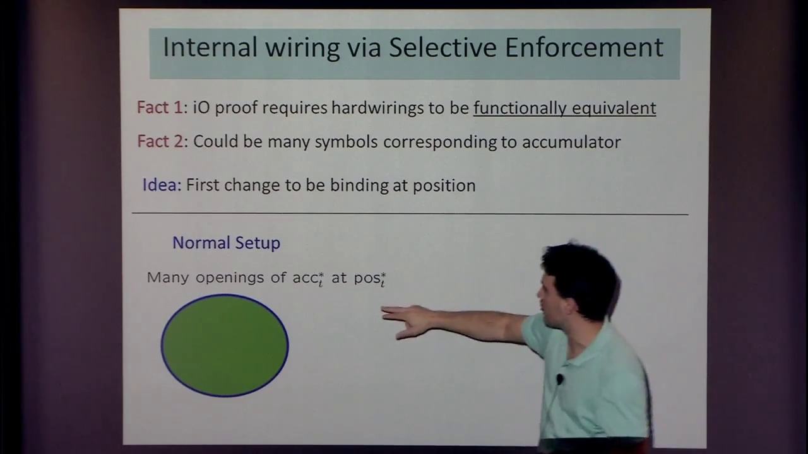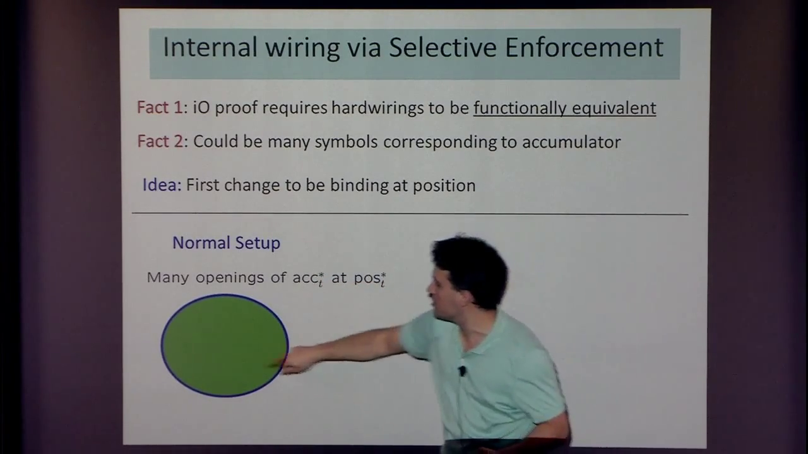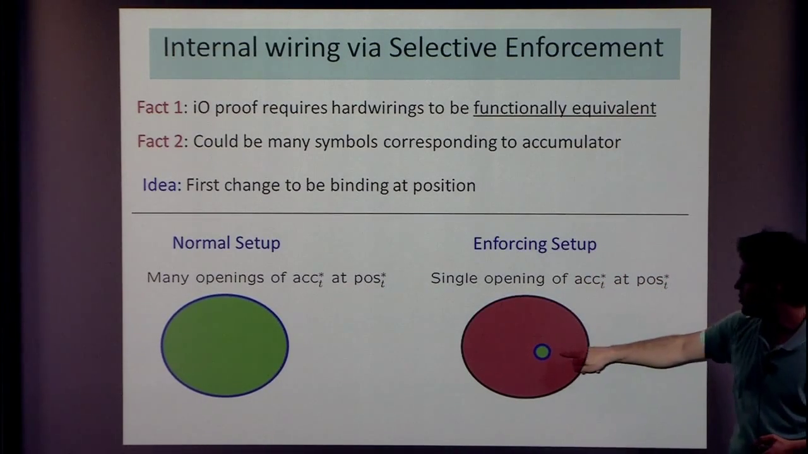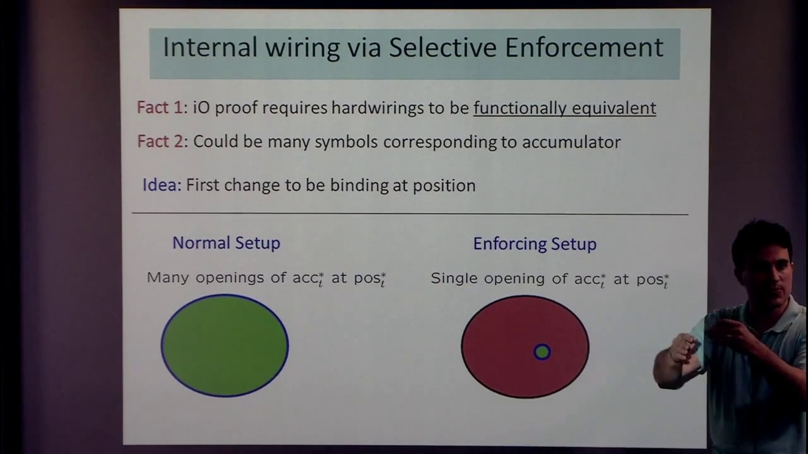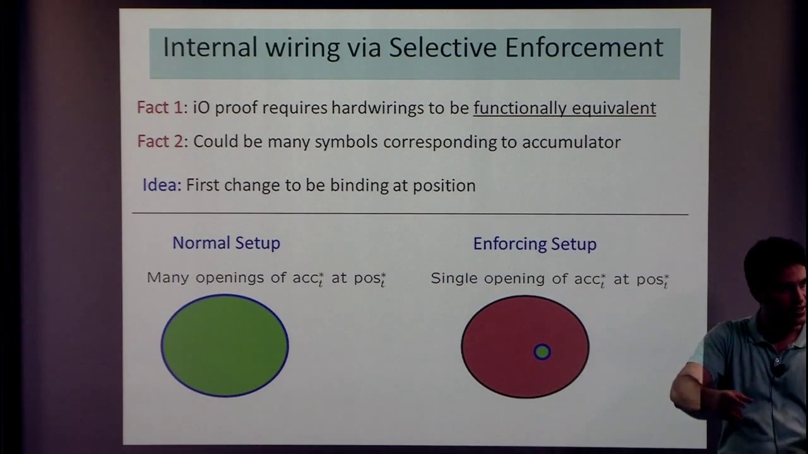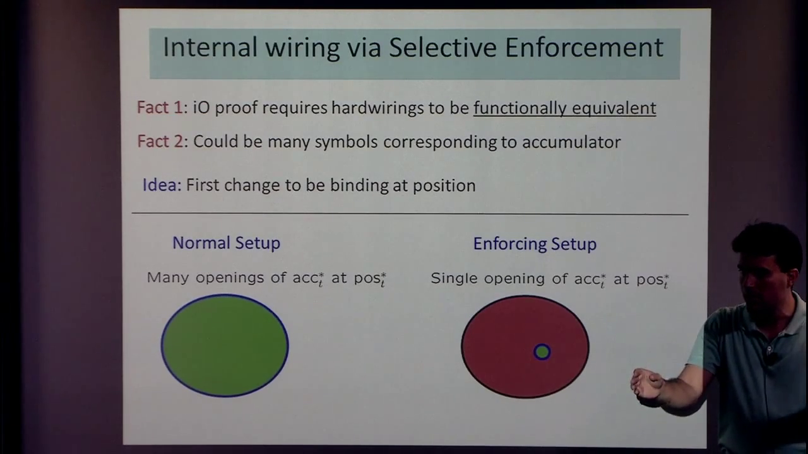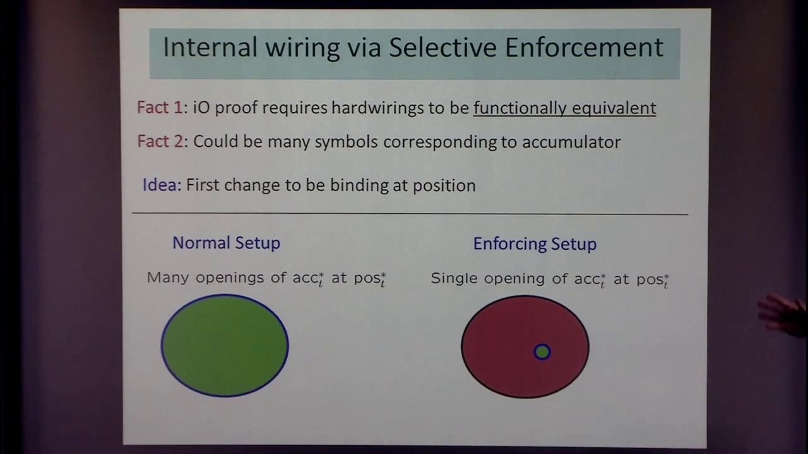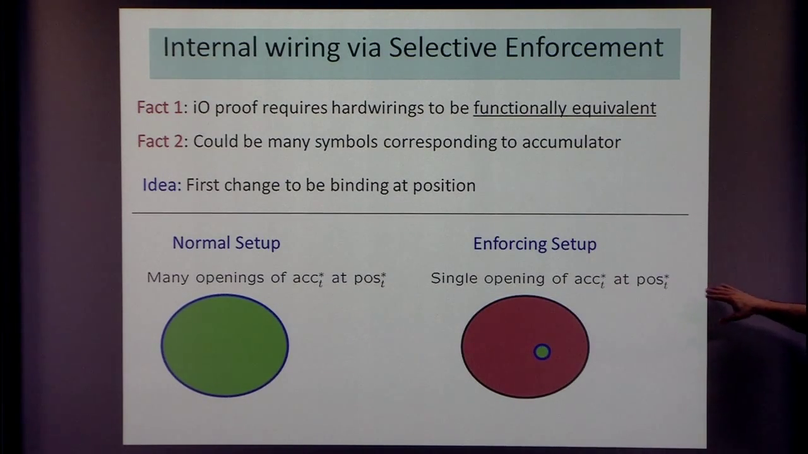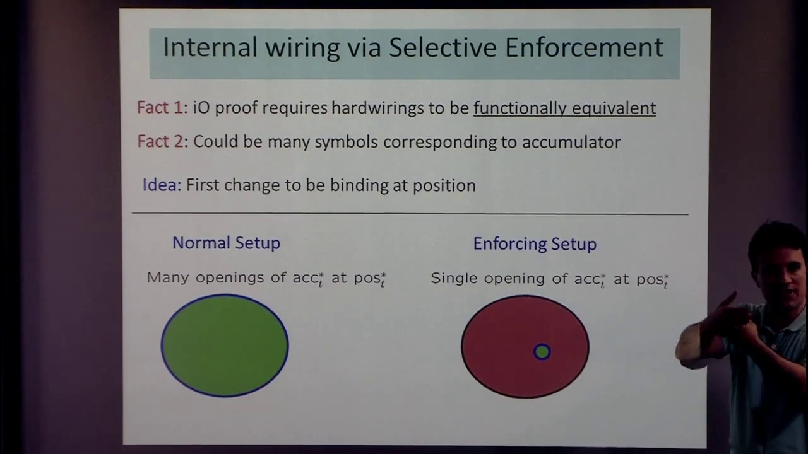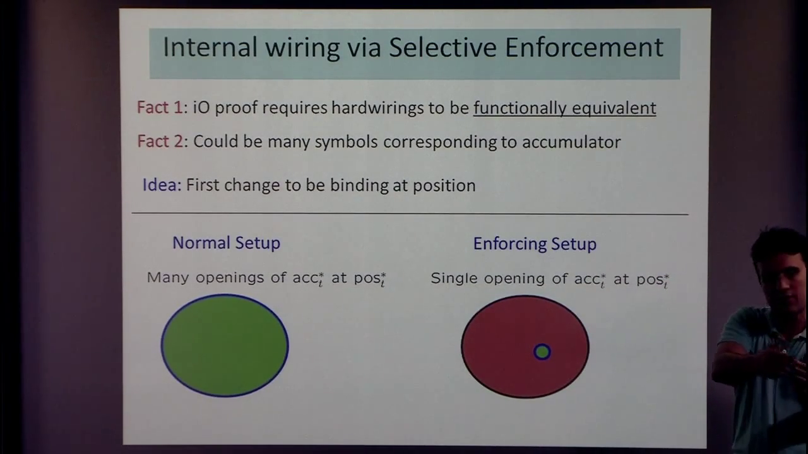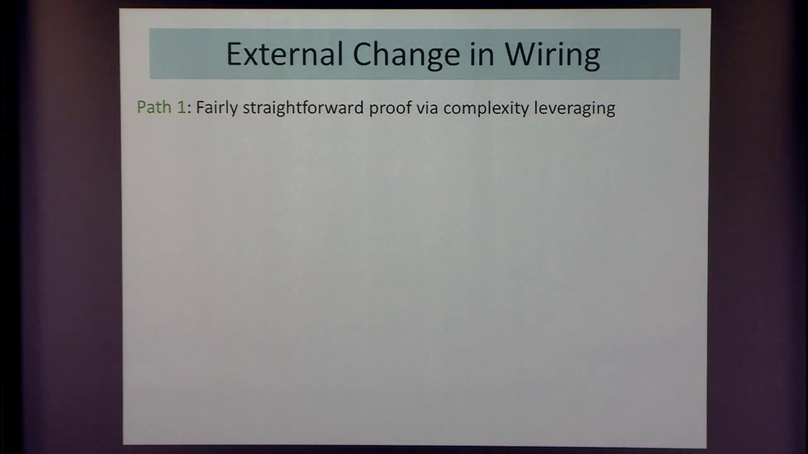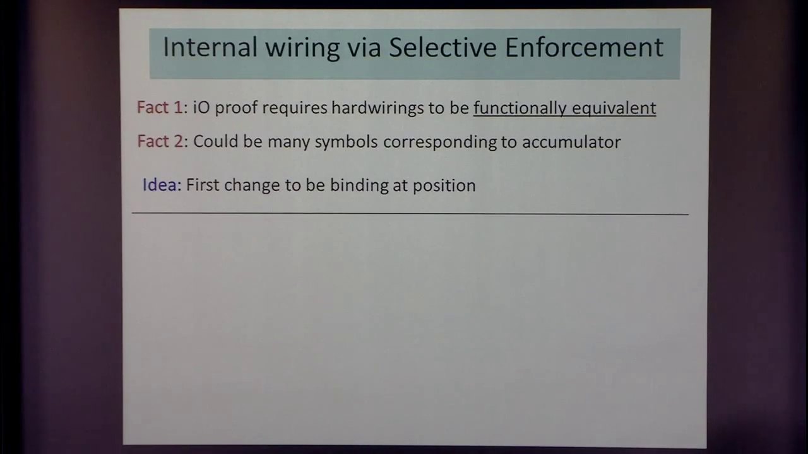So initially, in a normal setup for accumulator sub t star, there could be many different openings of it. But what I'm going to do is enforce it at position star, where there's only one particular opening that works. And at this point, the input hardwirings and the output hardwirings will actually be the same program in a sense. So this is where selective enforcement comes in: I'm going to selectively enforce exactly at the position I need to. And it's going to allow me to move this hybrid from programming at the input to programming at the output. OK?